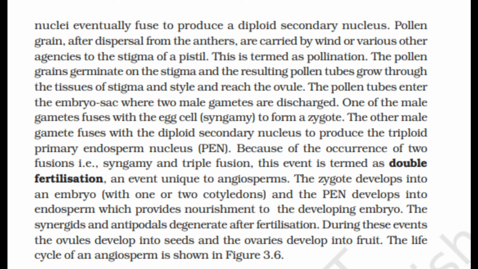The zygote develops into an embryo, that is with one or two cotyledons, and the PEN develops into endosperm, which provides nourishment to the developing embryo. The synergids and the antipodals degenerate after fertilization. During these events, the ovule develops into seeds and the ovary develops into fruit. The life cycle of an angiosperm is shown in figure 3.6.